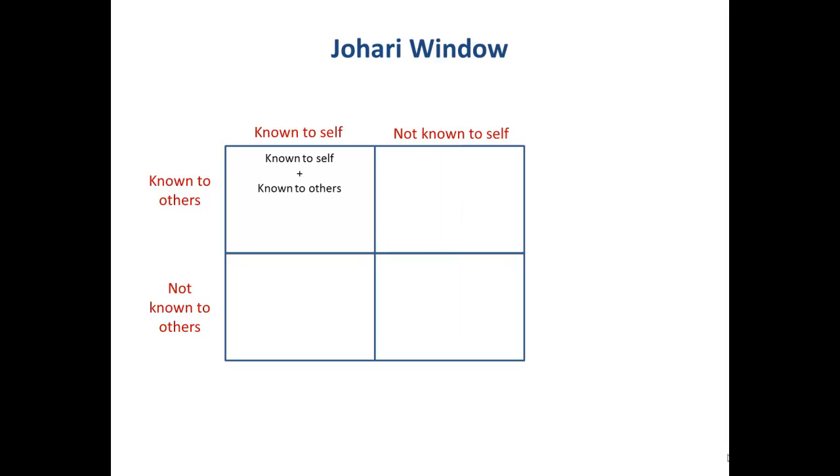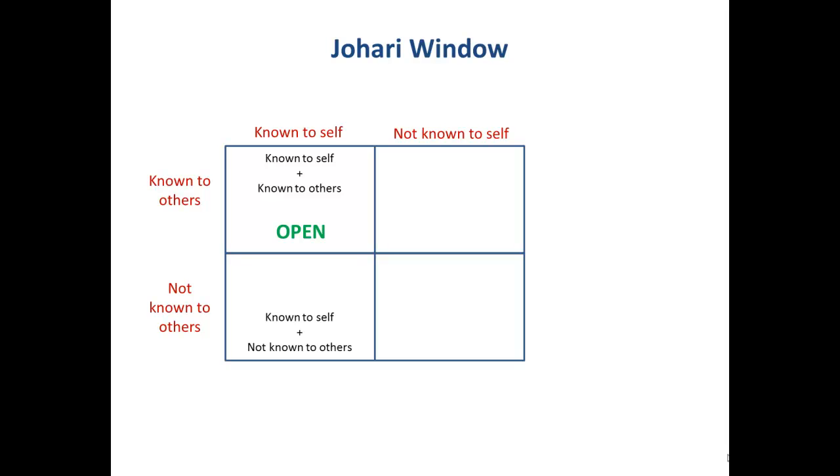So when you put these together, in the upper left-hand corner, what you have in that box is information that's known to the self and known to others. In the Johari window model, they refer to that as open, because that's information that everybody knows. Maybe you're good at managing projects. Maybe you're someone who interrupts people in meetings. Whatever it is, you know it and other people know it. It's open.